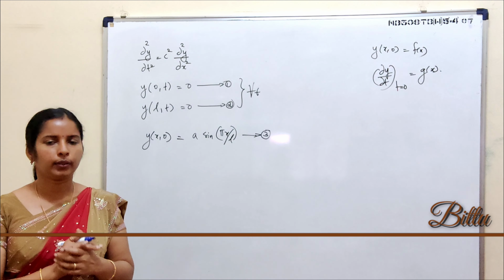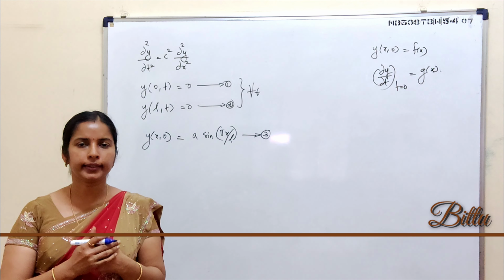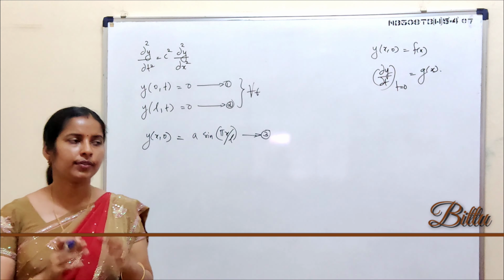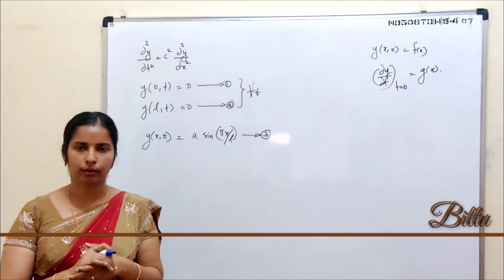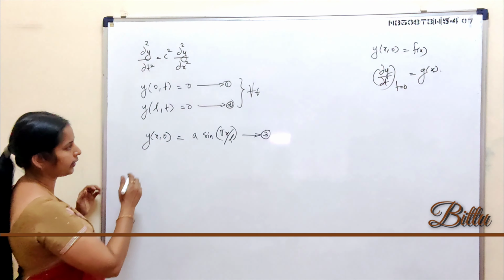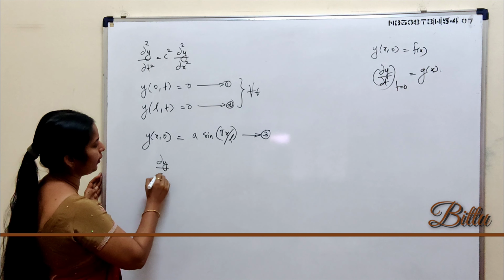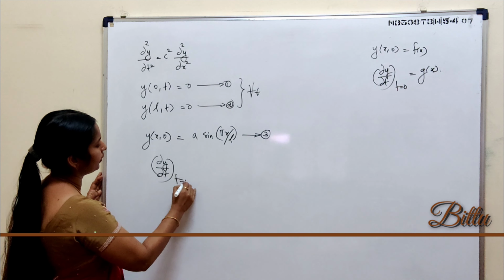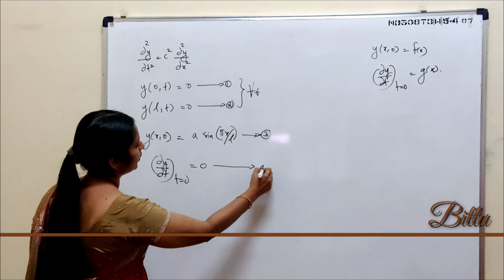So g(x) is 0. Or you can think like this: if the velocity is not given, if something is missing, you can take it as 0. Okay, so g(x) is 0. That is, ∂y/∂t at t = 0 is 0.